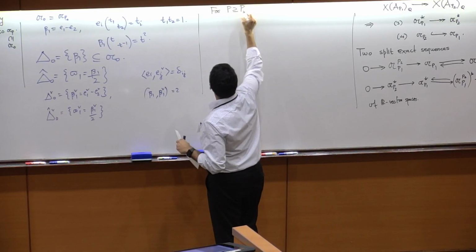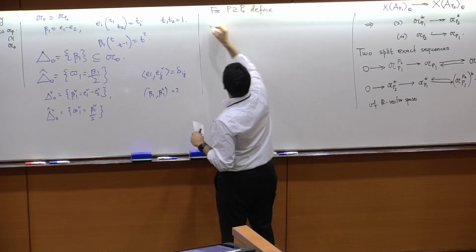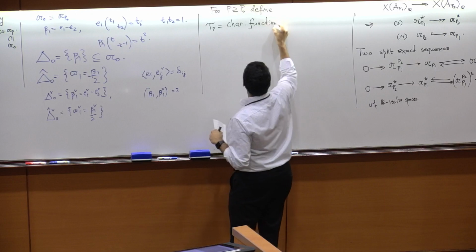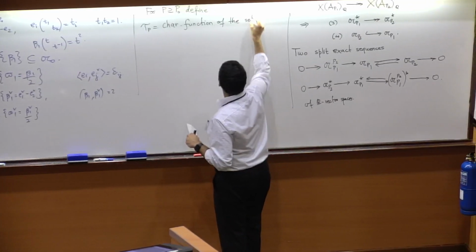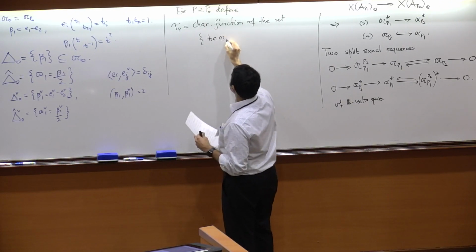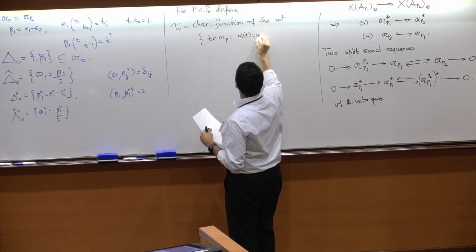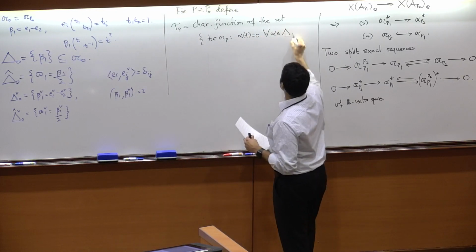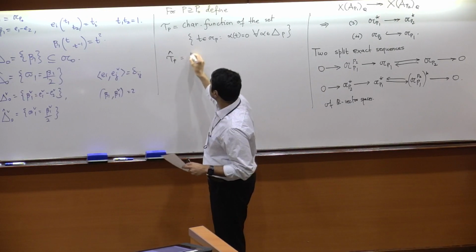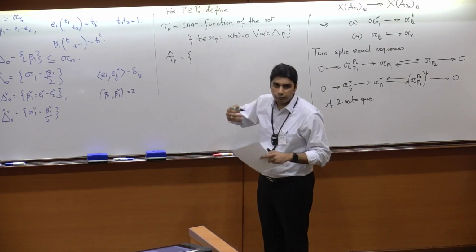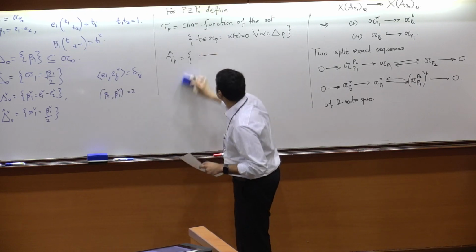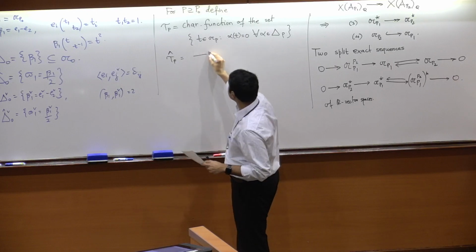So for P standard parabolics, define tau P to be the characteristic function of the set inside AP. It is the set of T in AP such that alpha of T is 0. And similarly define tau P hat. Once you get used to this notation, it will seem very smooth, harmonious. This is the same thing, except you replace delta P with delta P hat.